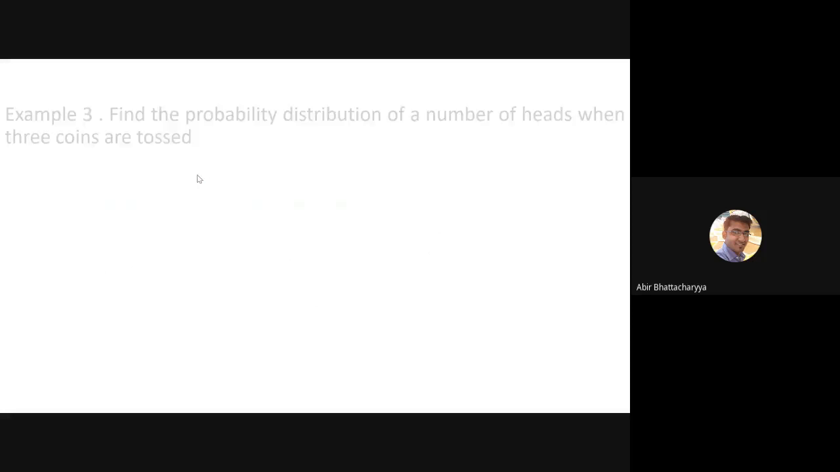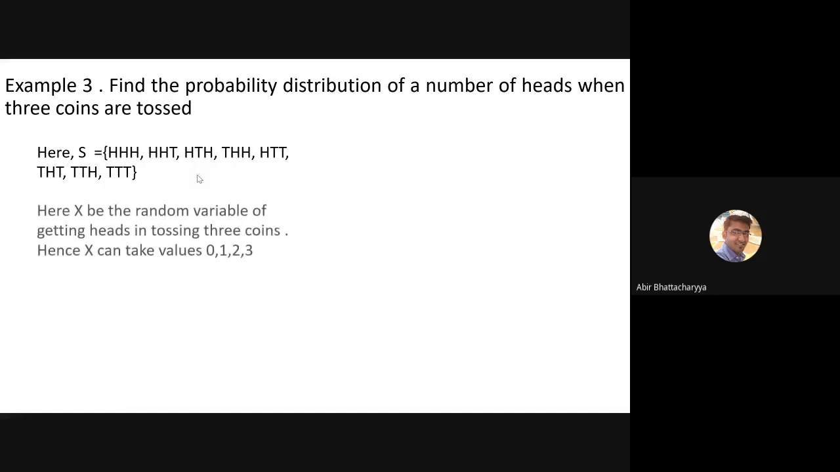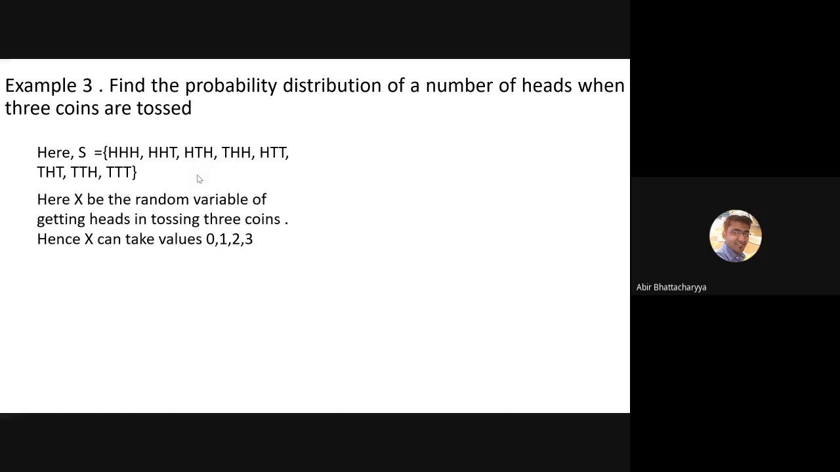Let's go for the next problem. Find the probability distribution of a number of heads when 3 coins are tossed. Three coins tossed means the total sample space, all possible outcomes, is 8. X is the random variable, the number of heads when tossing 3 times. So X can take 4 values. As I already told you, this type of problem was already solved earlier.